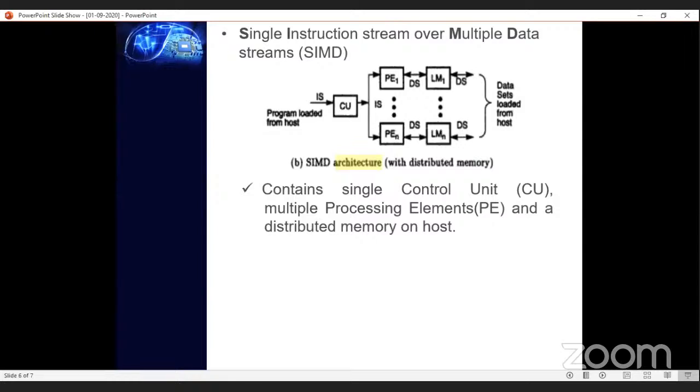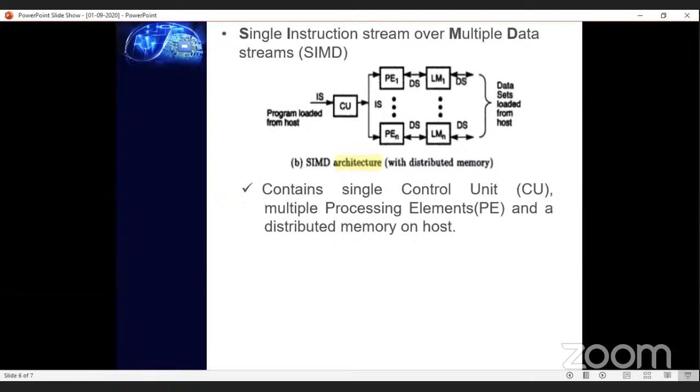And a number of processing elements. In case of SISD, we said processing unit. But under SIMD, MIMD, and MISD, we have to call the processing unit as processing elements. So the SIMD architecture has a single control unit, multiple processing elements, and a distributed memory.